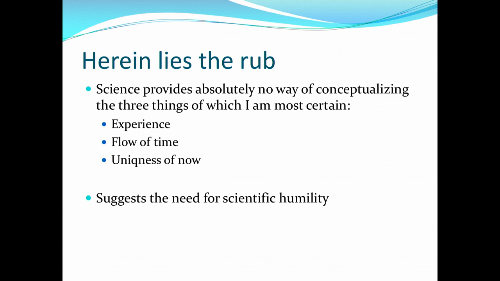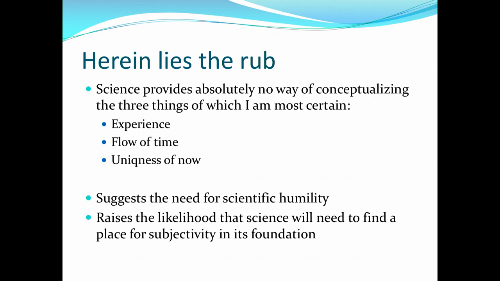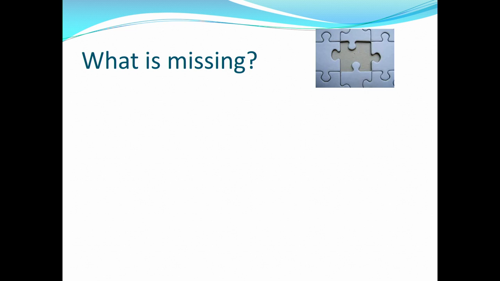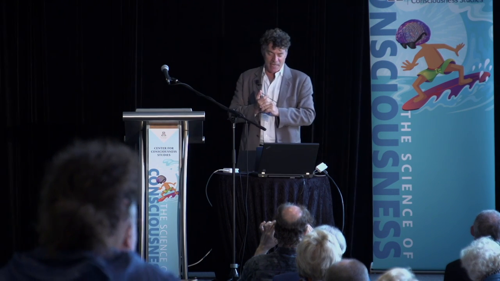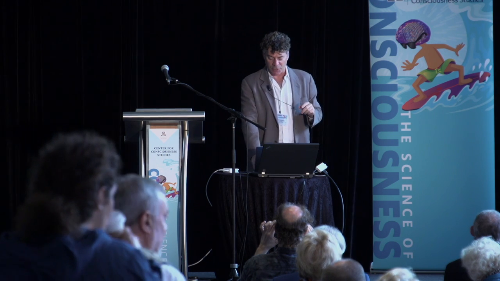And so this suggests, first, the need for scientific humility: if science can't explain the things that I am absolutely sure are real, then there's something seriously missing. And secondly, it raises the likelihood that science will need to find a place for subjectivity in its foundation. So what is missing? I promise I will get to the oscillations as we move here.